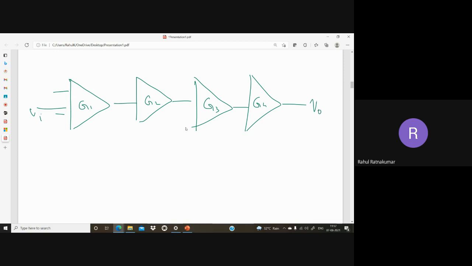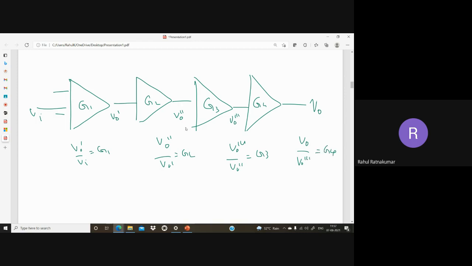So what will be my ratio? What is the total gain? I have a gain here. This is the intermediate output, VO dash. This is VO double dash, something like this. So we can know what the gain is. Gain means the ratio of output by input, VO dash by VI, which is G1. And VO double dash by VO dash equals G2, and likewise VO triple dash by VO double dash equals G3, and so forth. We have VO by VO triple dash equal to G4.